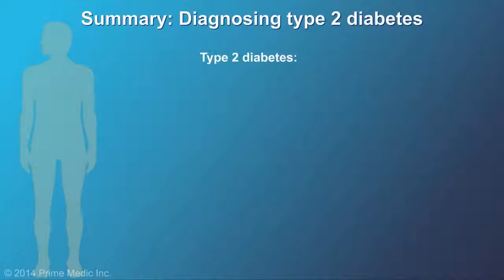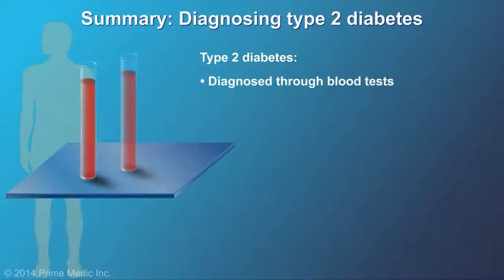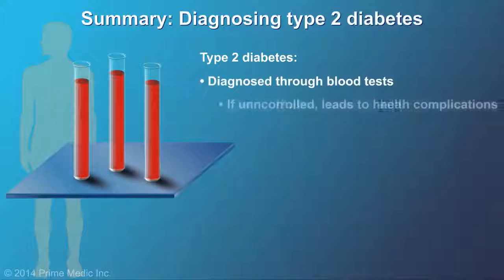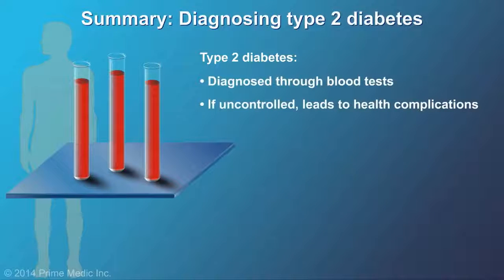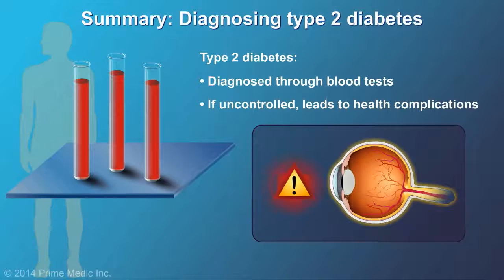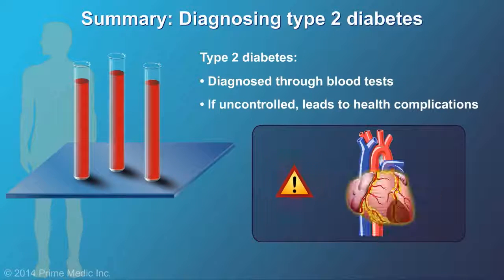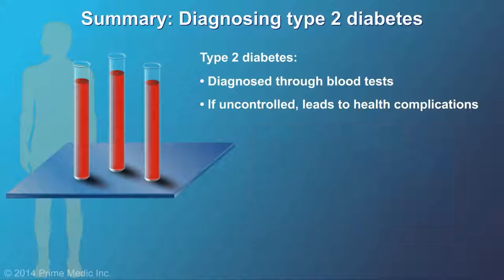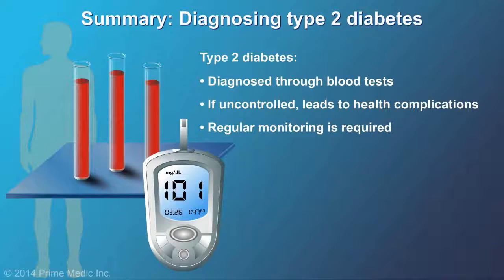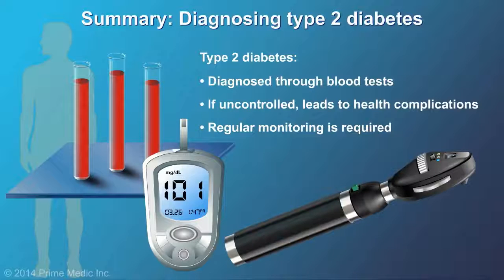In summary, type 2 diabetes is diagnosed through various blood tests. If not diagnosed early, or if inadequately controlled, diabetes can lead to damage of important organs that impact health and quality of life. Regular monitoring of diabetes with your doctor can help prevent these complications or detect them at an early stage while they are still treatable.